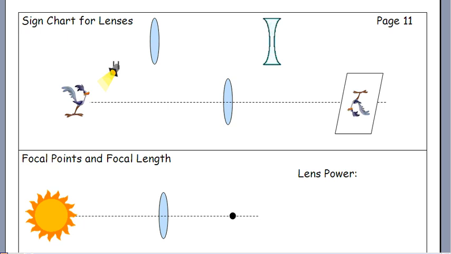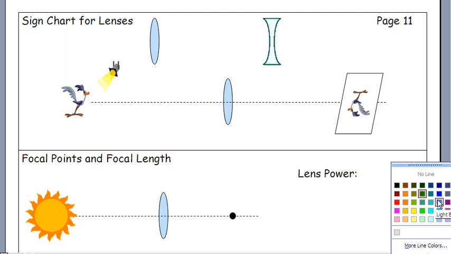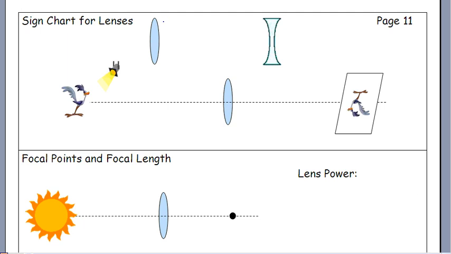So throughout our work with lenses, we're going to work with two different types of lenses. The one that you see on the left up here is a convex lens, just based on its shape. And based on what it does, how it brings rays together, we're going to say that it's a converging lens. I'm going to, just for fun, say that this is the happy lens. This is the nice lens that we're going to begin working with.